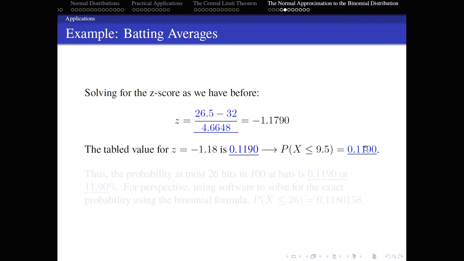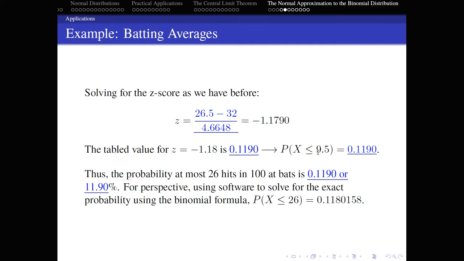So the probability that it is less than this 26.5 at bats is 0.1190. It looks like I have a bit of a typo here. This should be the probability that x is less than or equal to 26 at bats. So again, even though we've used the continuity correction, the interpretation is still the interpretation of the binomial. So this binomial interpretation is what we're going for. This is at most 26. We're not going to use 26.5 in our interpretation. It is about 11.9%. That's the probability that this individual will get at most 26 hits in 100 at bats.